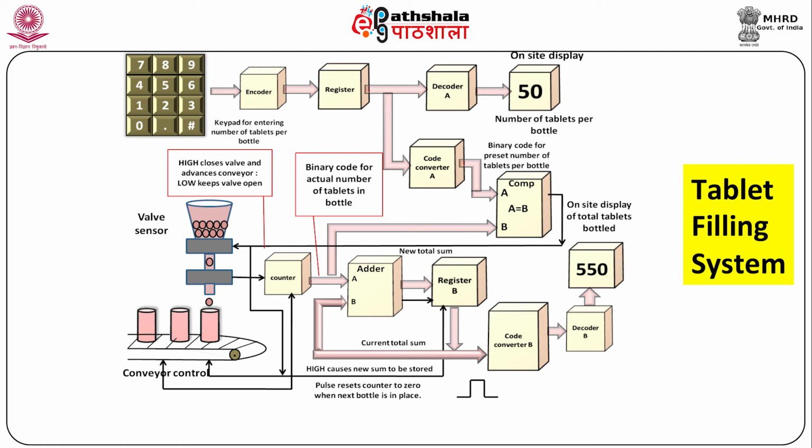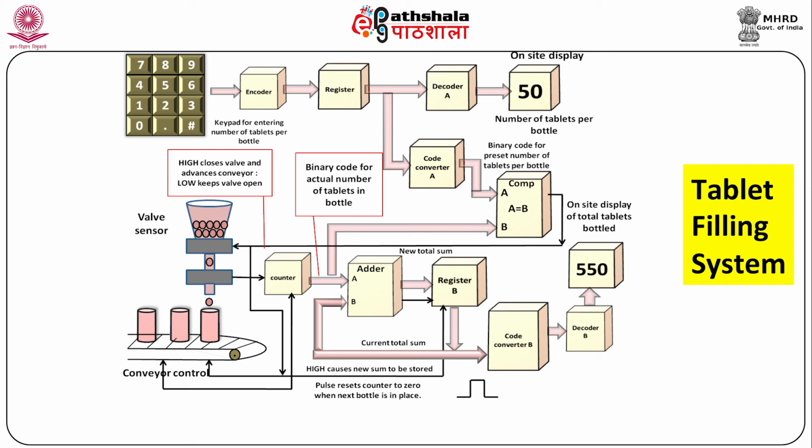of tablets. In the display portion of the system, the number in the counter is transferred in parallel to the input A of the adder, and the B input of the adder comes from parallel register B, which holds the total number of tablets bottled through the last bottle filled. For example, if 10 bottles have been filled, each holding 50 tablets, register B contains the binary representation for 500.